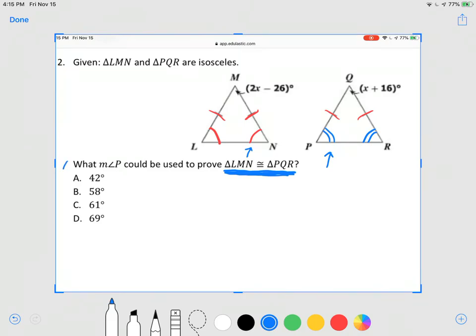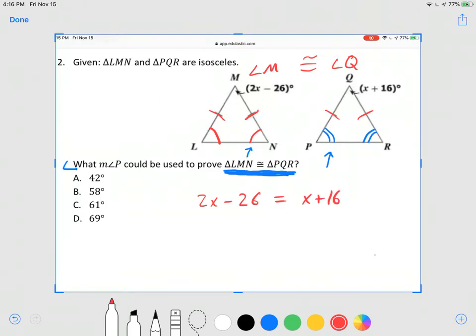It's not until we start reading here where it says, what measure of angle P could be used to prove that they are congruent? Well, if they were congruent, you would have to assume that the angles were congruent. But at the very beginning, we're only told that they're isosceles. Okay, so if we want the 2 triangles to be congruent, that means that angle M up here has to be congruent to angle Q. So if the angles are congruent, then that means that these expressions, 2x minus 26 and x plus 16, have to be equal to each other.